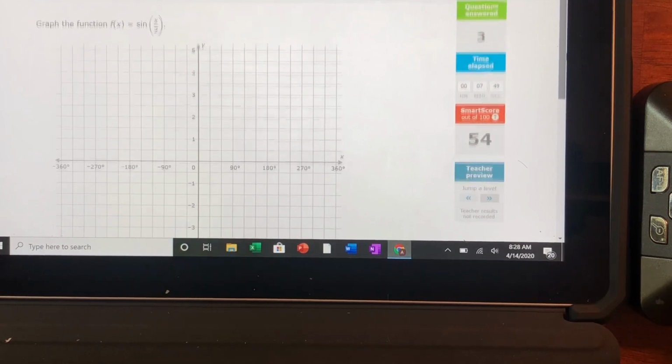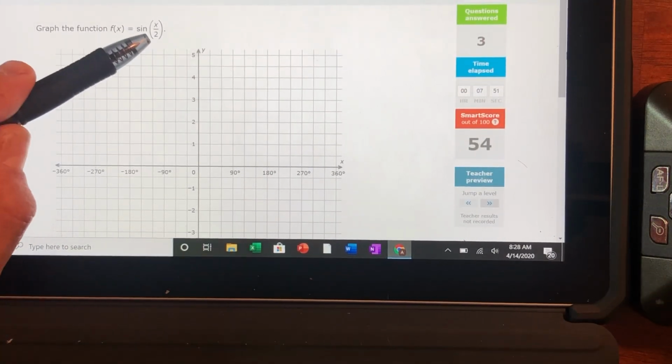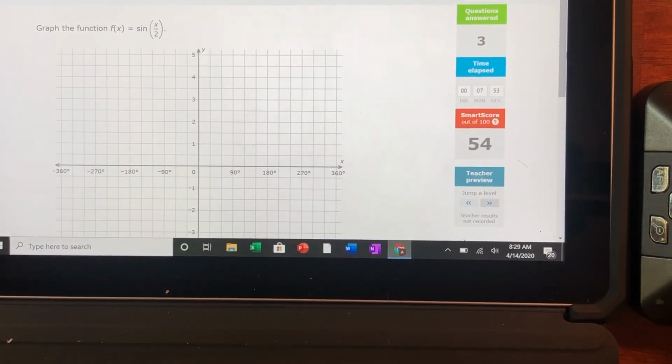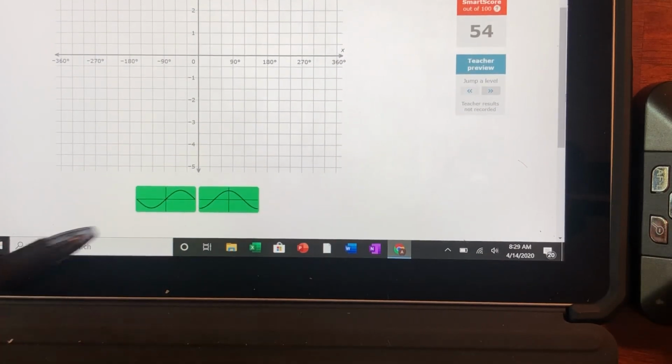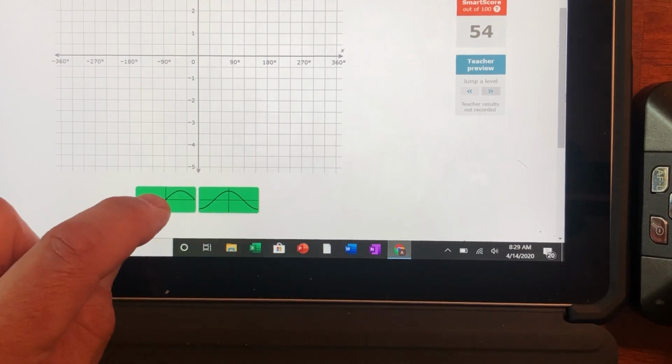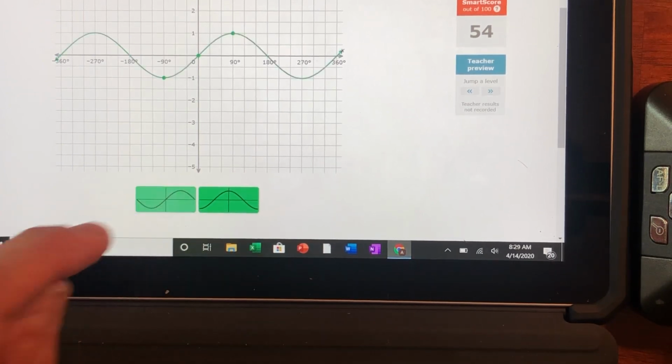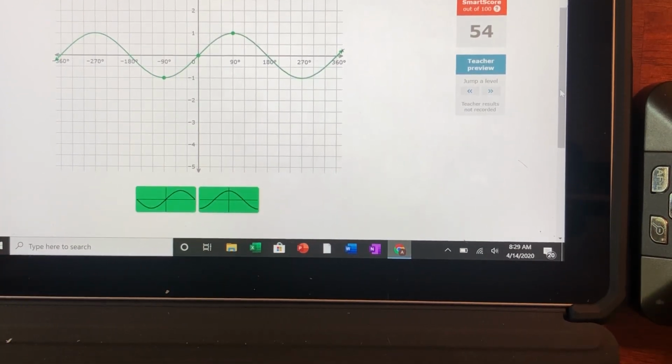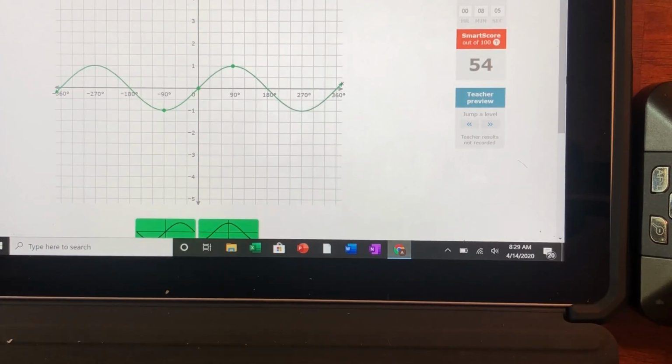All right, this one says find the sine of x over 2, or you can think of that as 1/2 times x. So let's take a look. Pick the one that looks like the sine, this one. There we go. It graphs for me the sine of x. But this time, it's the period that's changing. We want to figure out what is 360 divided by a half. 360 divided by a half is 720.